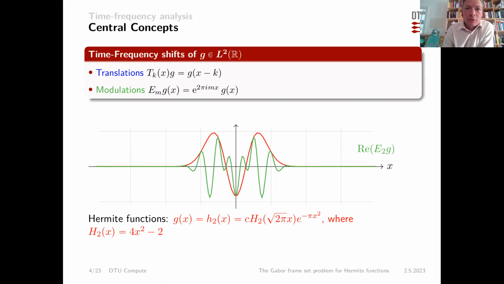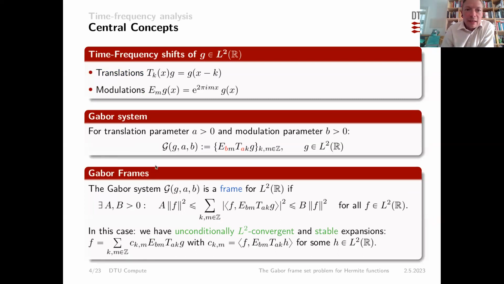These are unitary operators on L2(R). If you combine these, you fix what's called a window function g. You fix parameters, a translation parameter a and a modulation parameter b, and then you consider all time-frequency shifts along bm and ak, where k and m are running over the integers. This gives you a bi-infinite family of functions, and we call that a Gabor system, and it's called a frame if, furthermore, we can find two constants A and B. Many of you already know this, of course.